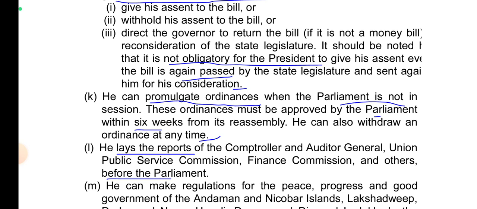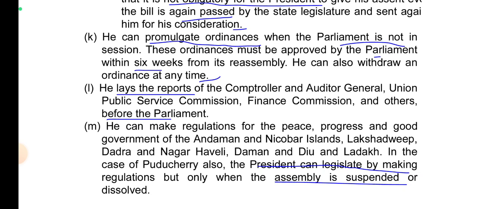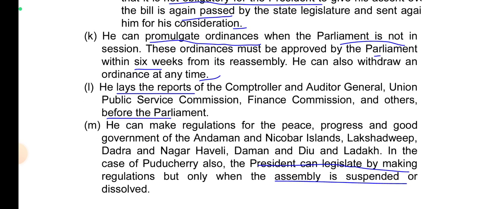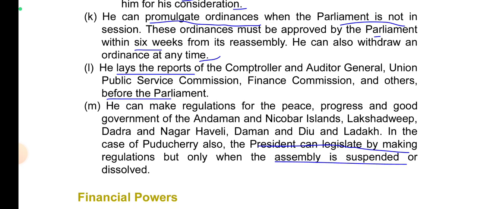It should be noted that it is not obligatory for the President to give his assent even to the bill again passed by the state legislature and sent again to him for his consideration. तो ये special है. He can promulgate ordinances when the Parliament is not in session. These ordinances must be approved by the Parliament within 6 weeks from its reassembly. He can also withdraw an ordinance at any time.